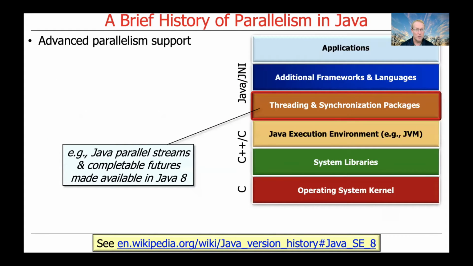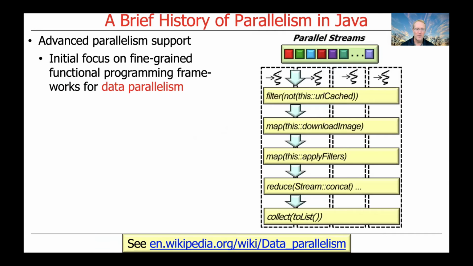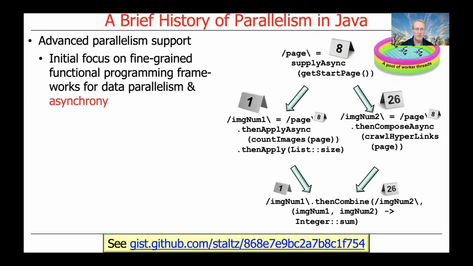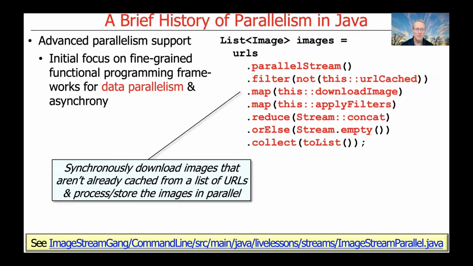Therefore, starting with Java 8, more advanced parallelism support was introduced into Java. And this came by means of the Java parallel streams framework and the Java completable futures framework. The initial focus in the advanced parallelism support in Java was on fine-grained functional programming frameworks for data parallelism, namely parallel streams, as well as asynchrony, namely with completable futures.